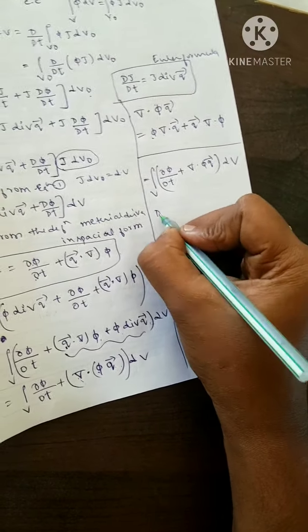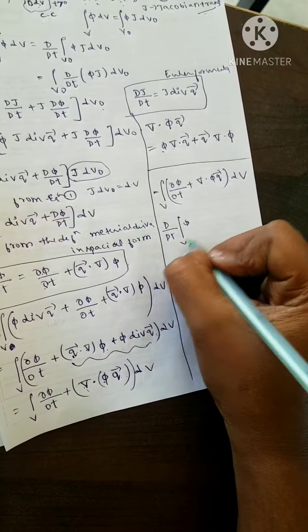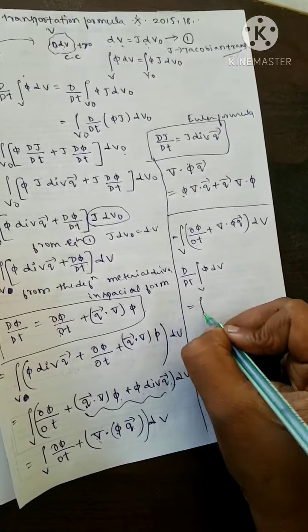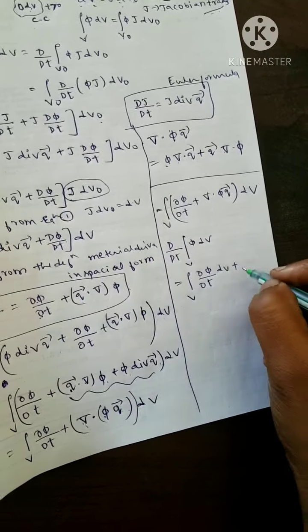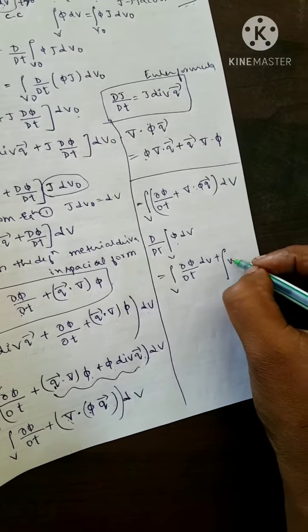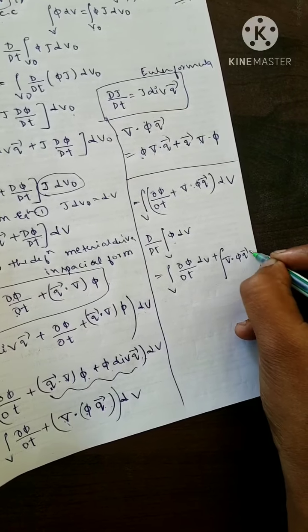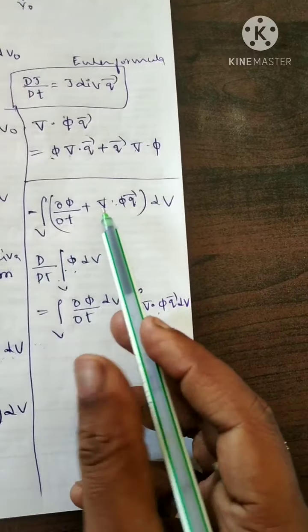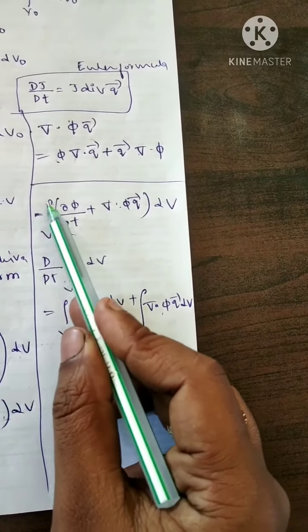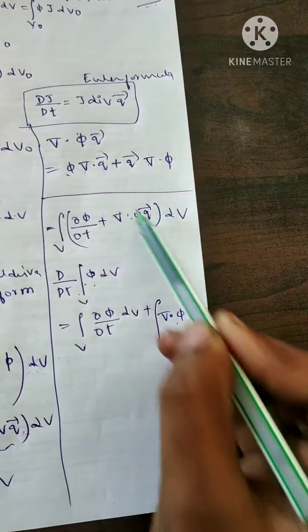So in the LHS what you have, d by dt of integral over v of pi dv, is equal to integral over v of dou pi by dou t dv. I am going to split the integral. This is what the LHS is. RHS I am writing again, del dot pi q. So what I have done is I have written the LHS as it is, and for the RHS I have split this integral for each and every term. I have written the same here.